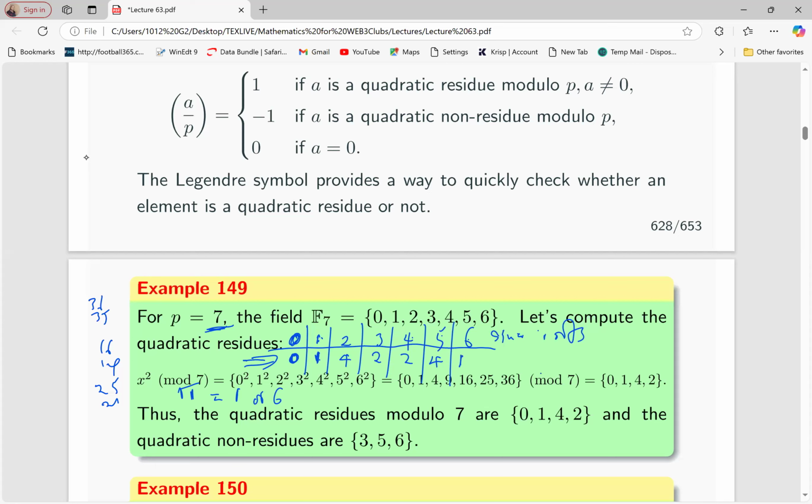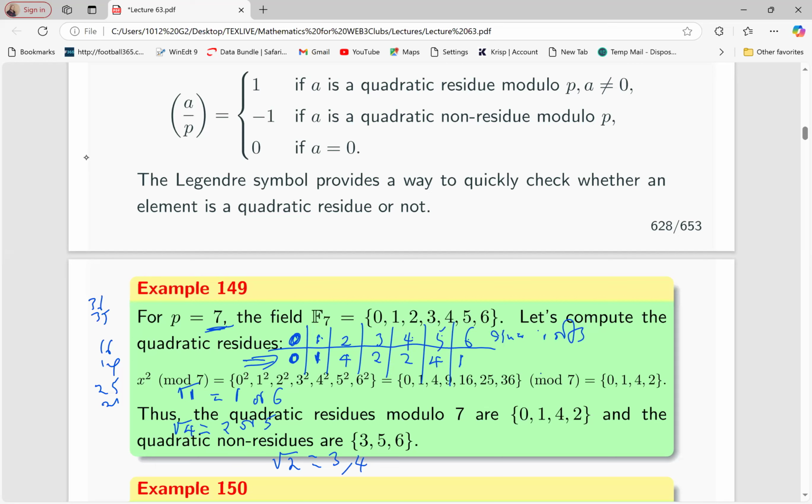The square root of 4, I've found, is 2 or 5. So a number can have 2 square roots. That is why every time we're getting a square root, there are 2 numbers. The square root of 2 here is 3 or 4.